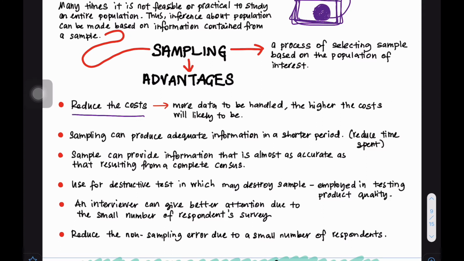Okay, and then it reduces the non-sampling error due to a small number of respondents. So ini pun directly kita boleh nampak because of the small number of respondents. Of course, bila benda-benda yang kecil ni, error pun akan berkurang compared to kita buat something yang besar, dia mungkin akan melibatkan lebih banyak error. Okay, ataupun kesalahan-kesalahan di mana kita nak ambil information tu, mungkin ada error di mana-mana. So instead of kita buat banyak error bila kita kaji the whole population, when we do sampling, we will reduce the error yang mungkin akan ada dalam kita punya study. So that one is the advantages of sampling.